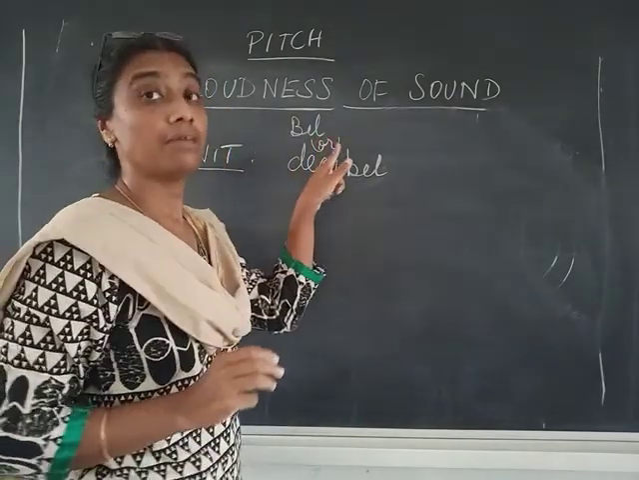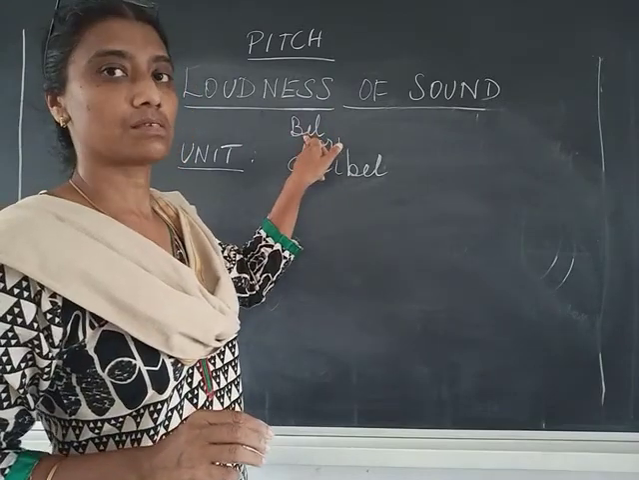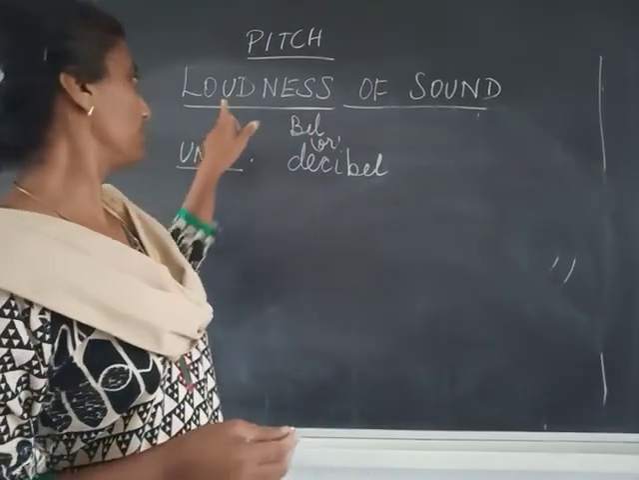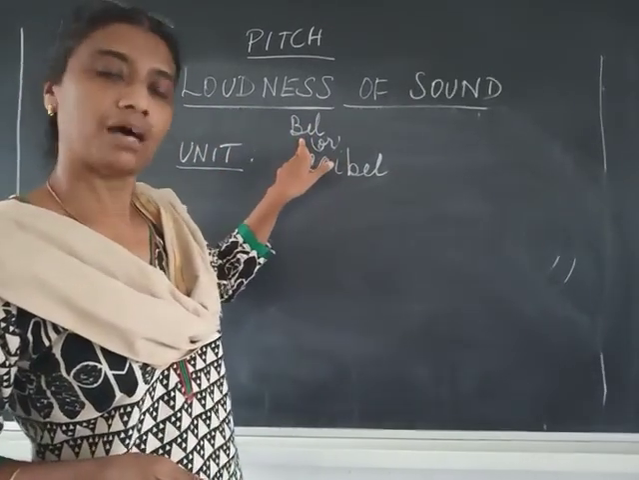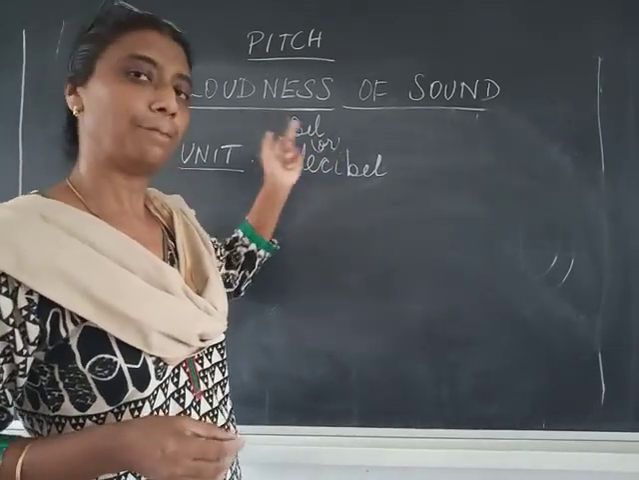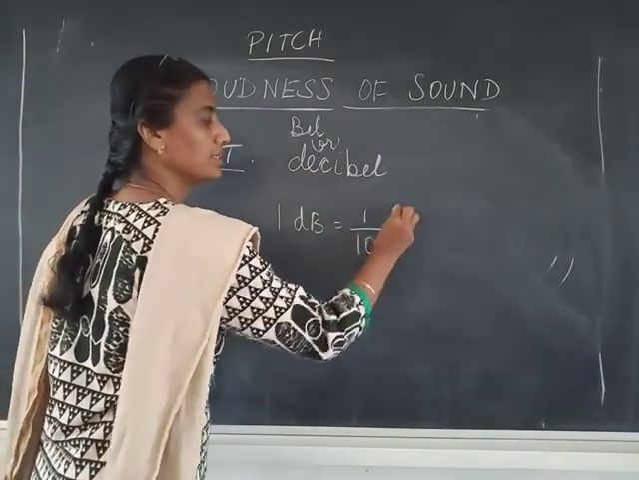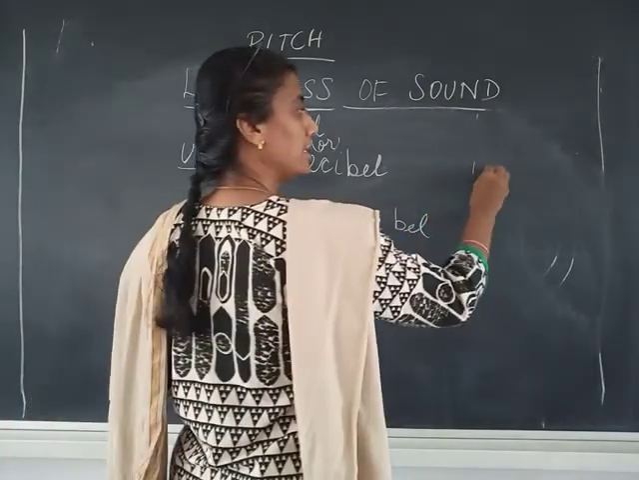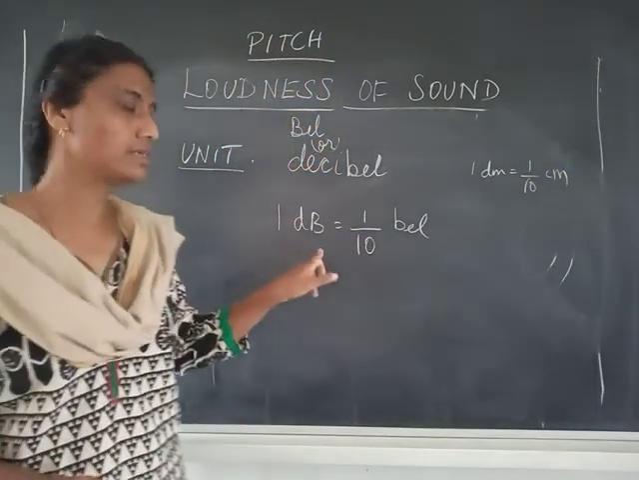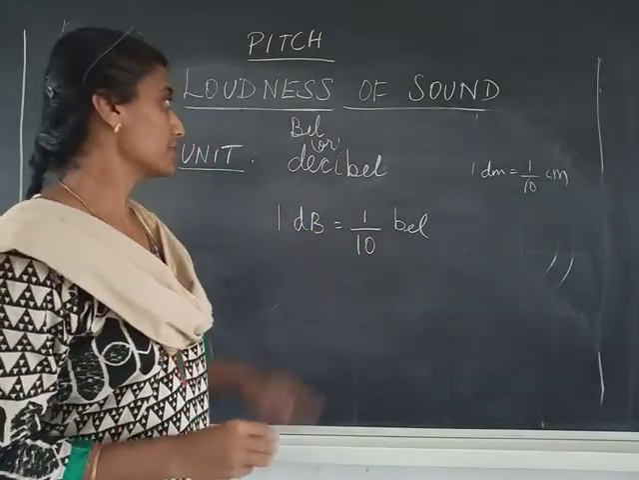Now this name came from Alexander Graham Bell, who invented the telephone. Remember him? He invented something related to sound. So this unit of loudness was named after him. It is bell. Decibel is a smaller unit of bell. 1 decibel is 1/10th of a bell, just like 1 decimeter is 1/10 of a meter. So this is the unit.